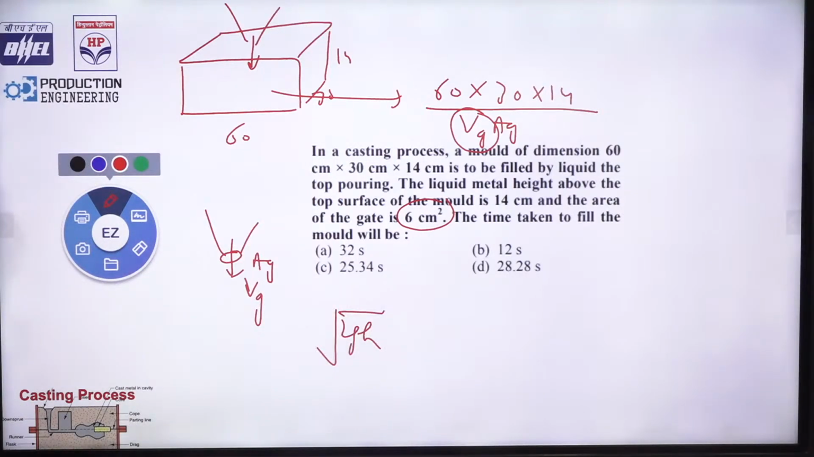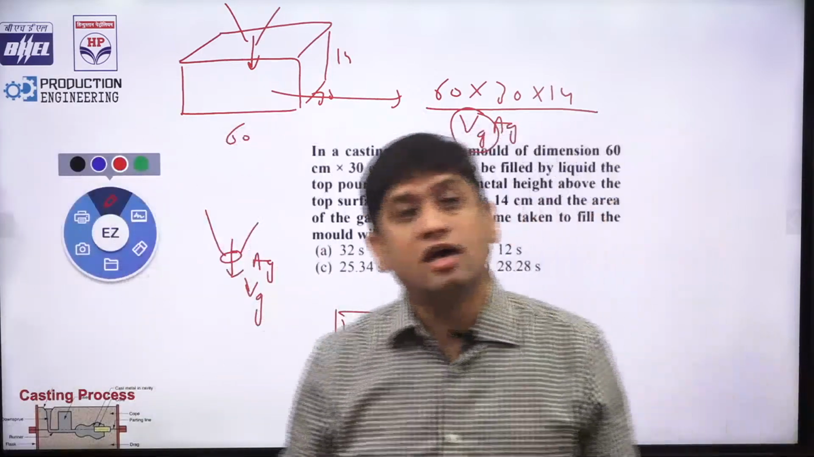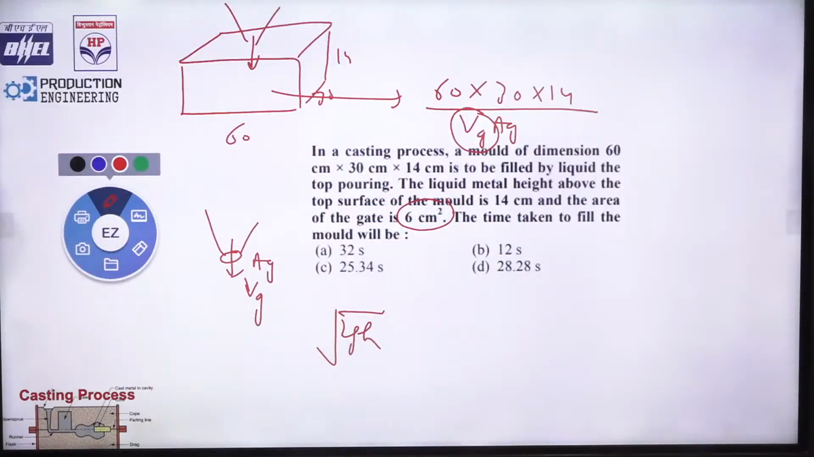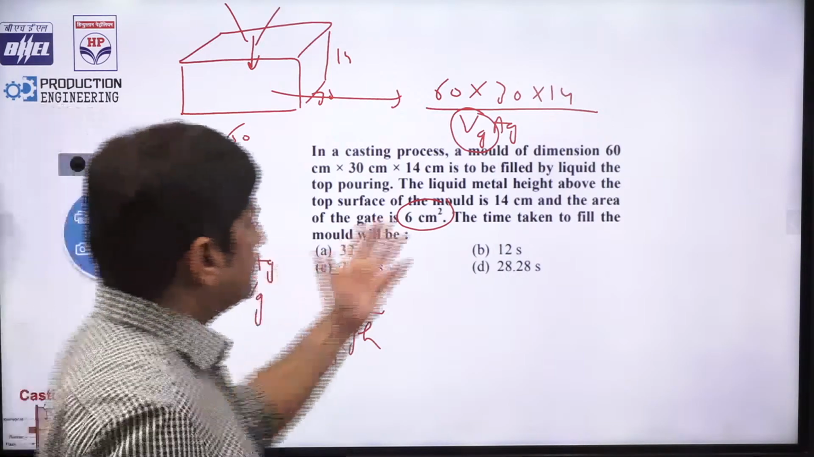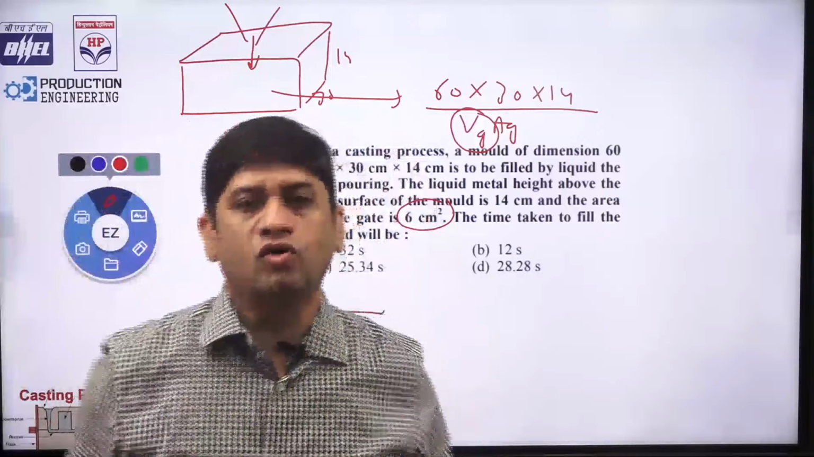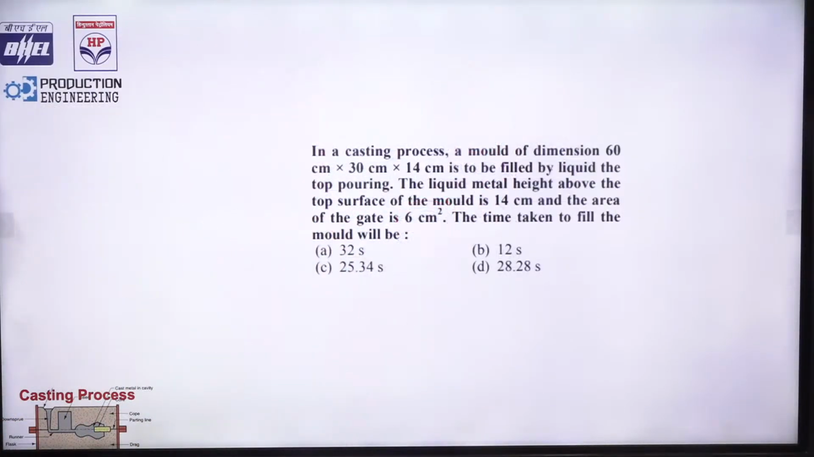So what is the time required to fill the mold? I give you 1 minute. Try to solve this question. You guys are to hit the right answer. If you're not hitting the right answer, that means there also you might face the problem, because a simple numerical question can be asked related to casting also. How much will be the pouring time? That question can be asked: total volume divided by volume flow rate at the in gate.